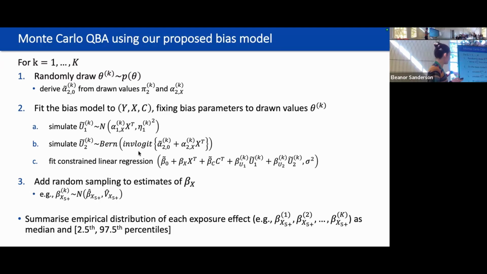You repeat steps 1 to 3 many times to give you an empirical distribution of the bias-adjusted exposure effect estimates, which you can then summarize. We summarized it where we set the median as our point estimate and our 2.5th and 97.5th percentiles as the endpoints of our interval estimate.